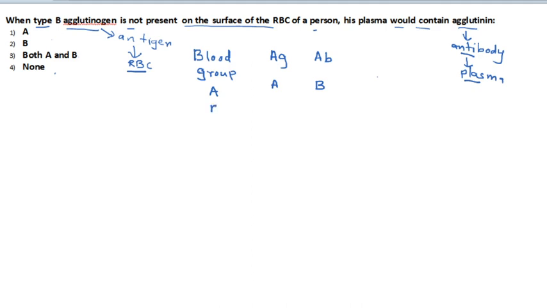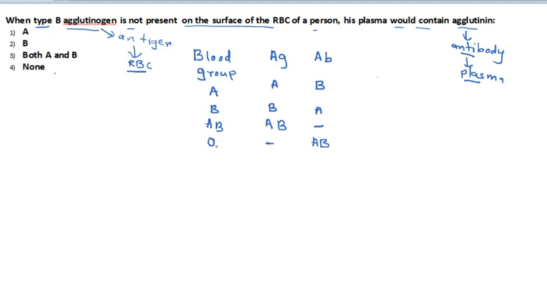Now for blood group B, the antigen present is B on the surface of RBC and the antibody in the plasma is A. Another blood group that we have is AB. For AB, the antigen on the surface of RBC is both A and B and there is no antibody present in the plasma. Whereas the last blood group is O, and such people have no antigen and show antibody both A and B in the plasma.